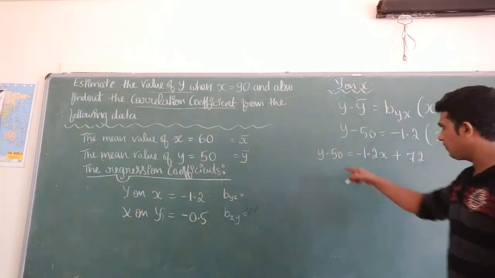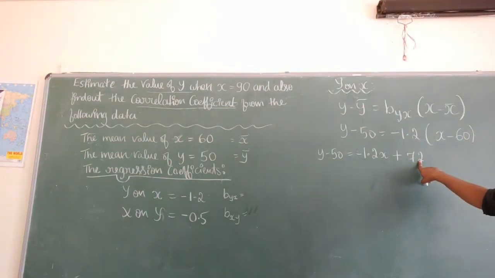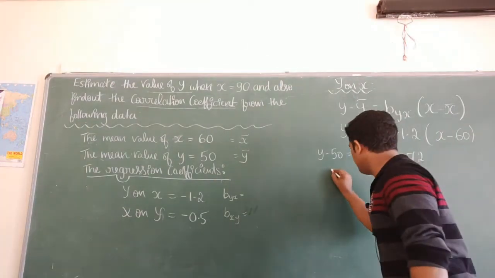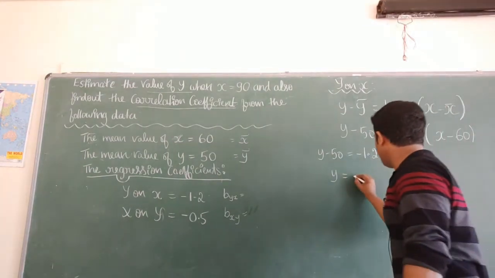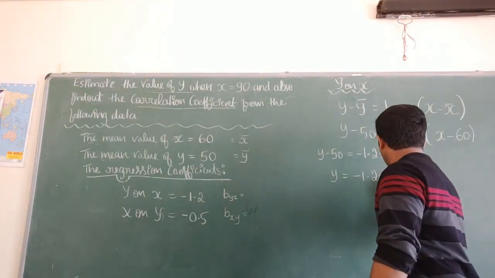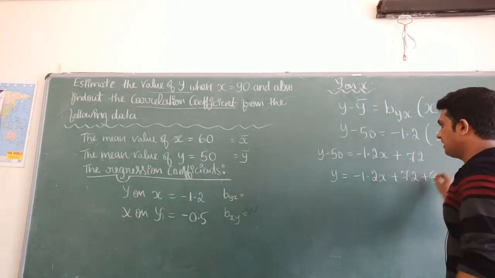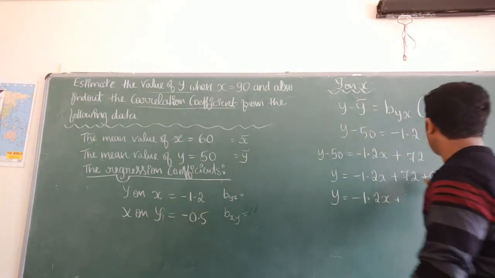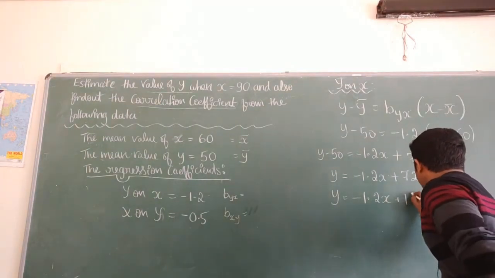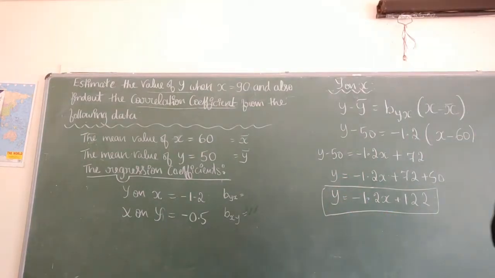Next, we will be taking this numerical value to the right side of the equation. So y is equal to minus 1.2x plus 72, and the minus 50 we are taking to the right hand side becomes 50. So y is equal to minus 1.2x, next 72 plus 50, which is equal to 122. So this is our y on x equation. This is how our y on x equation appears.